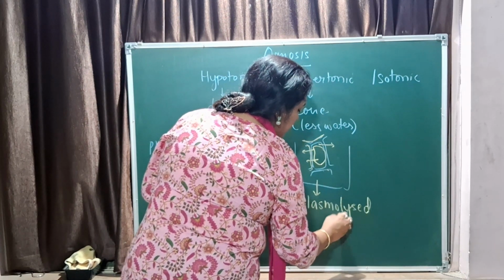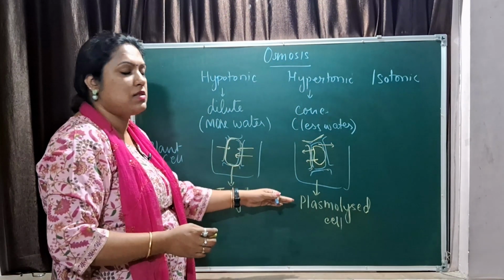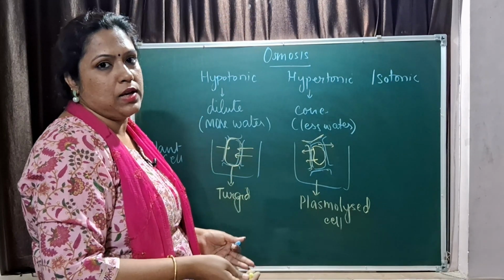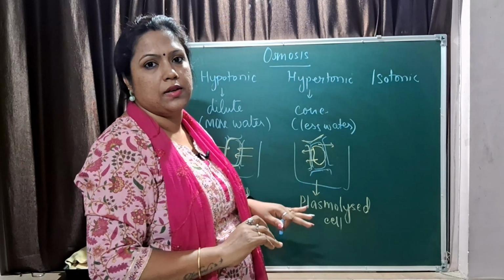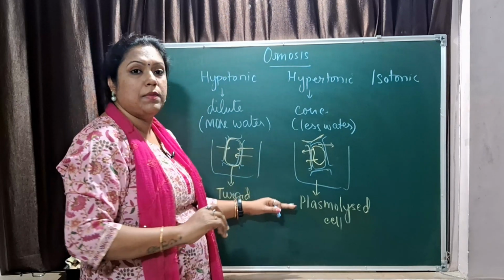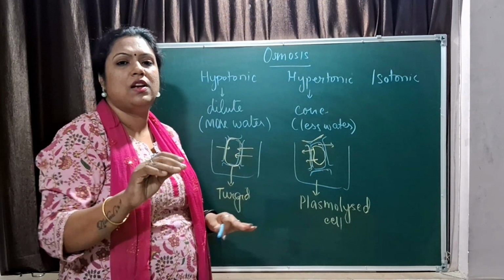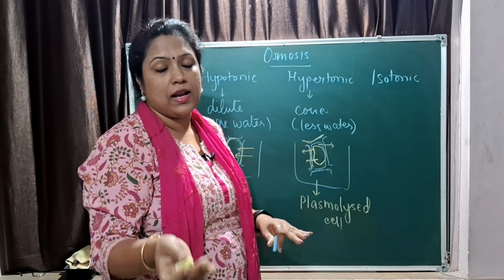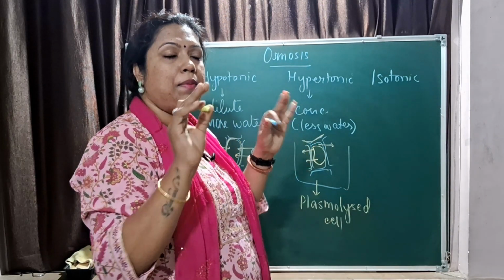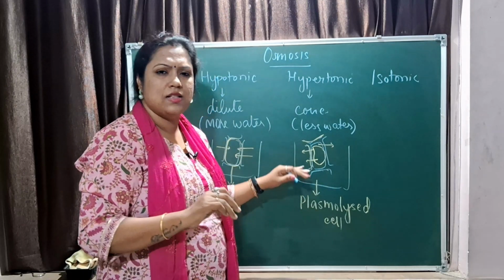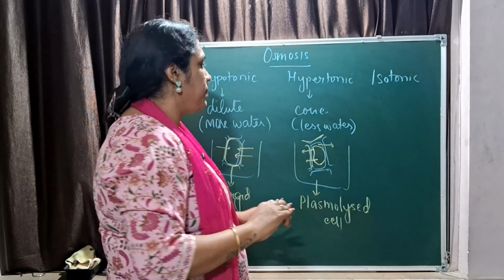Plasmolysed cell. When this cell is placed back into the dilute solution, it will become deplasmolysed, that is, it will again become turgid. Here it is becoming plasmolysed. You can use the term flaccid also. Generally, flaccid is used for animal cells, and the entire plant, if you talk about it, can turn flaccid. In a plant cell, it's better to write plasmolysed cell.